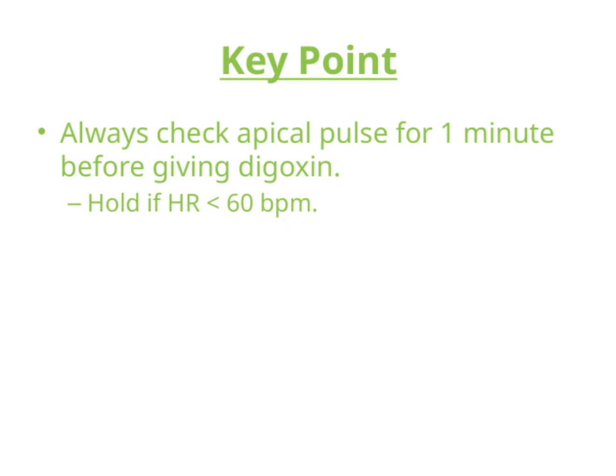Let's talk about the importance of checking the apical pulse before administering digoxin. It's essential to always take a full minute to assess the apical pulse because digoxin can affect heart rate and rhythm. If you find that the heart rate is less than 60 beats per minute, you should hold the medication. This is a critical safety step because giving digoxin to someone with a slow heart rate can lead to serious complications. Remember, always prioritize checking the pulse thoroughly and following the key point. Never administer digoxin if the HR is below 60. This practice helps ensure patient safety and effective medication management.